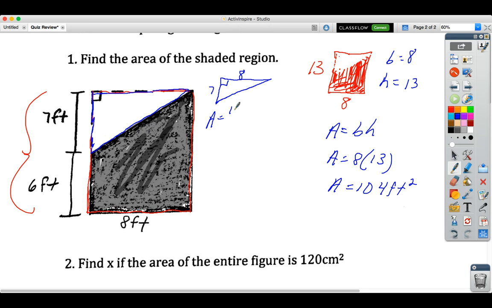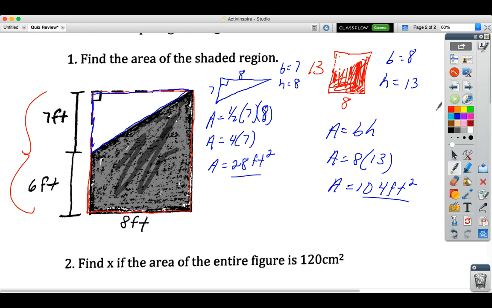So then I will find the area of this triangle. Area is equal to 1/2. My base I will say is equal to 7. My height I will say is equal to 8. So 7 times 8. Well, 1/2 of 8 is 4. And 4 times 7 is equal to 28 feet squared. Right? So if I'm removing this 28 feet squared from this 104, we would do that through subtraction.